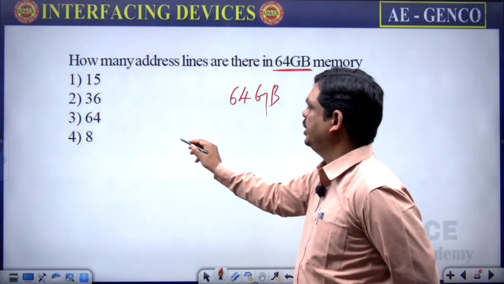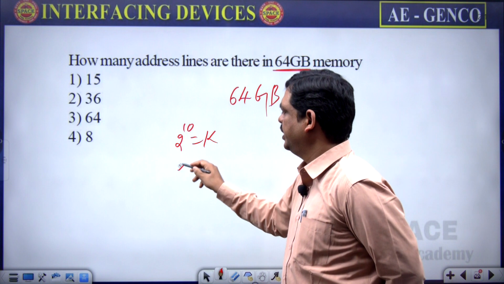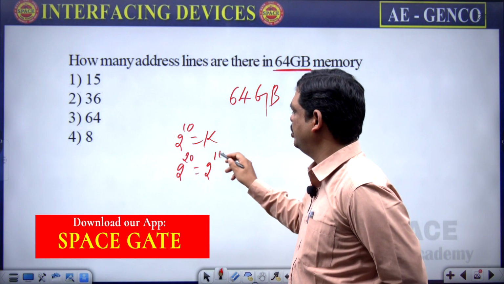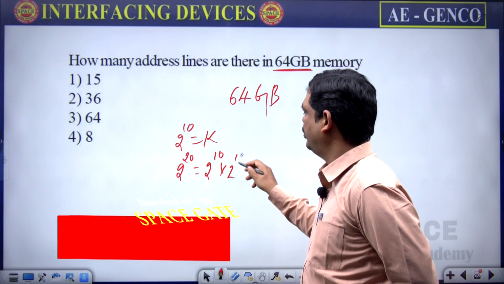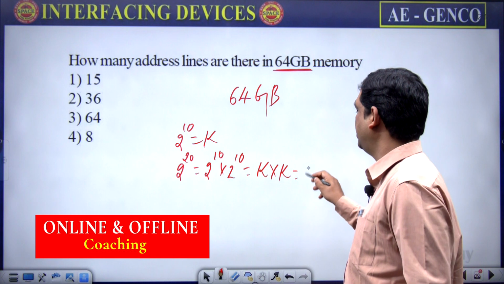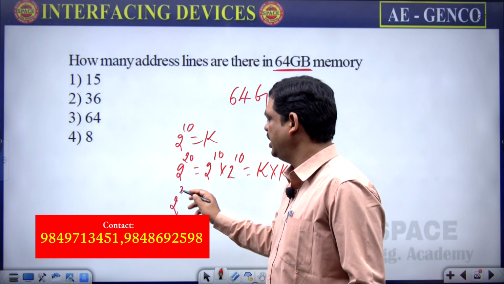GB. See, 2 to the power of 10 is kilo, right? And similarly, we can write 2 to the power of 20. 2 to the power of 20 is nothing but 2 to the power of 10 into 2 to the power of 10. That part we can write like this, kilo into kilo. That becomes mega, right? And one more is 2 to the power of 30 now.